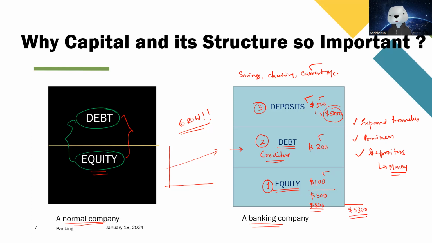Is that a large amount? Of course, it's a large amount. But where lies the trick? The trick that lies here is that here, $100 is still the equity capital out of a total lendable possible capital at the bank's disposal of $800. And here, $100 is still the equity capital, but out of the total disposable lendable capital being $5,300, which means this is significantly less as a proportion as compared to this.